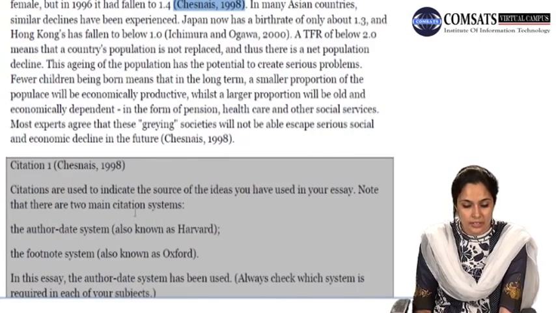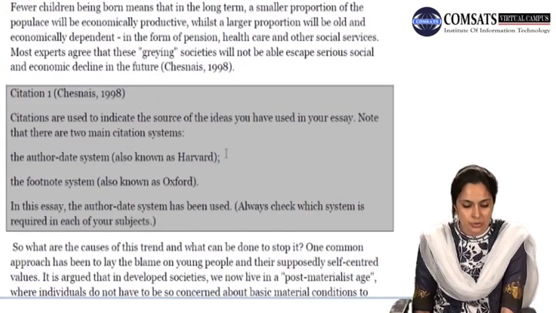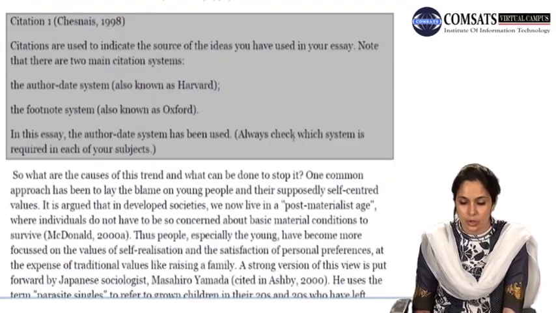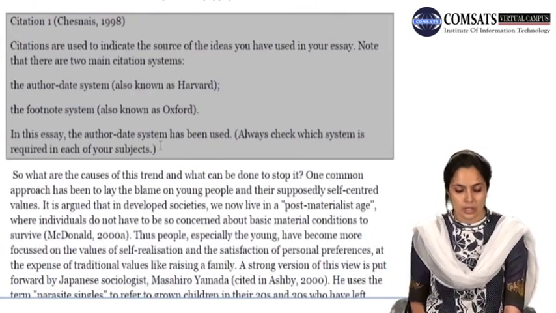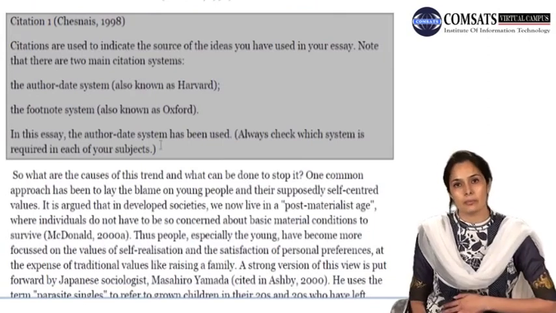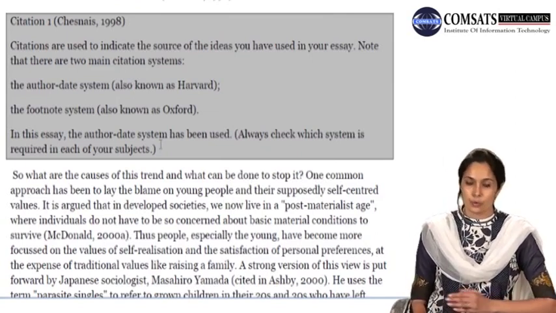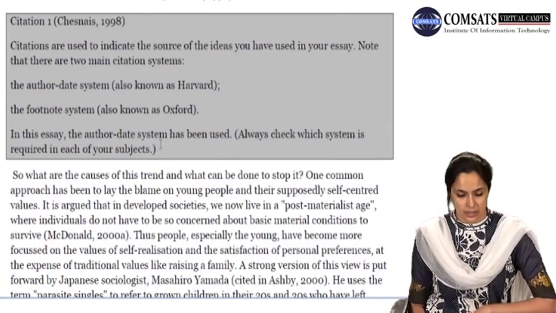Note that there are two main citation systems, the author date system also known as Harvard and the footnote system also known as Oxford. So yahan pe Harvard system use kiya hua hai. In this essay the author date system has been used, author ka naam aur saath aage date hoti hai of publication. Always check which system is required in each of your subjects. Aapke teachers aapko bata denge ki aapka essay mein kis tarah aapne reference dene hain, footnote ke form mein dene hain ya author date Oxford Harvard style में देने हैं.